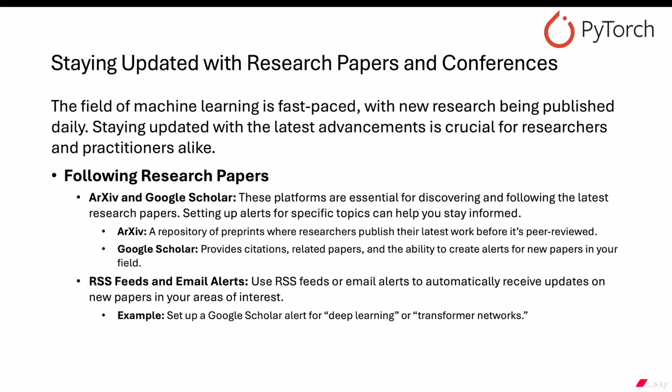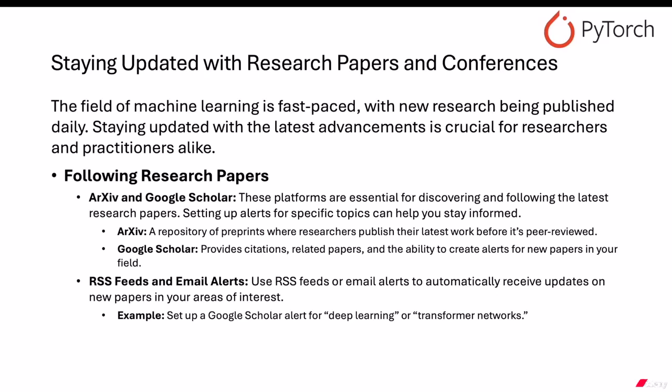arXiv and Google Scholar. These platforms are essential for discovering and following the latest research papers. Setting up alerts for specific topics can help you stay informed. arXiv is a repository of preprints where researchers publish their latest work before it's peer reviewed. Google Scholar provides citations, related papers, and the ability to create alerts for new papers in your field.